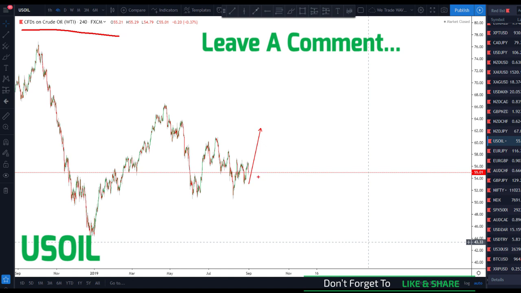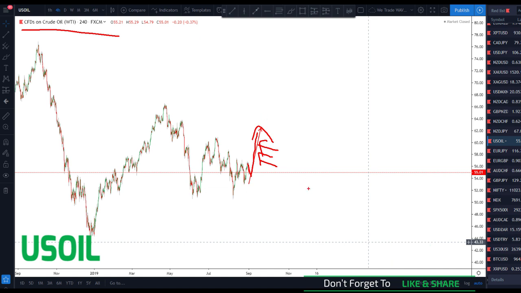US oil, in this structure, guys, we can see one more move up. This is a wave and this direction. We are expecting one more move up and this is what we can forecast. And this one, guys, if you need to trade US oil, go for your buy setups.